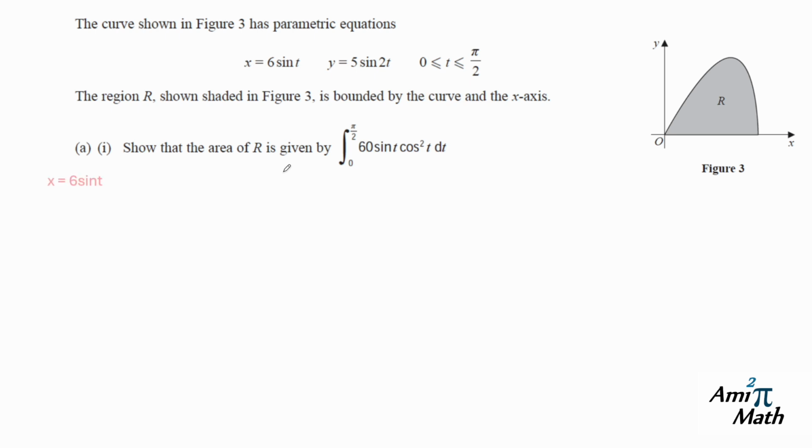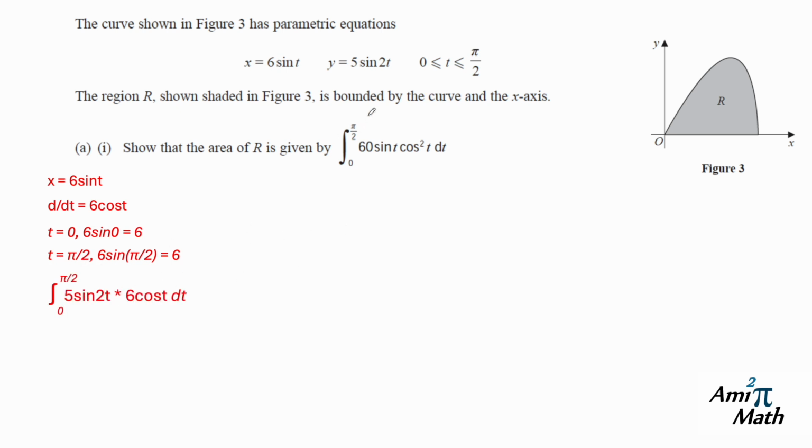dt. So the first thing we do is we use x equals 6 sine t, and we find the derivative, which is 6 cos t. Okay, so when t is 0, 6 sine 0 is 0. And when t is pi over 2, 6 sine pi over 2 equals 6. So we know our limits are 0 and pi over 2.